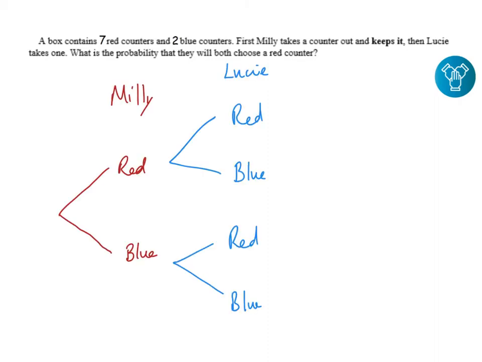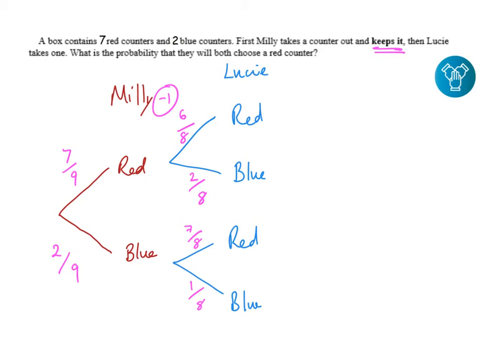So hopefully you've got this for your diagram, same as before. So the probability of red for Millie is 7 out of 9. And then the probability of blue is 2 out of 9. So remember, they're taking one out and keeping it. So it means that it's now going to be out of 8 for all of the outcomes. And if she takes a red one, that means it's down to 6. And that leaves 2. If she takes a blue one, that's down to 1. And then that's going to have to be 7 on that side.